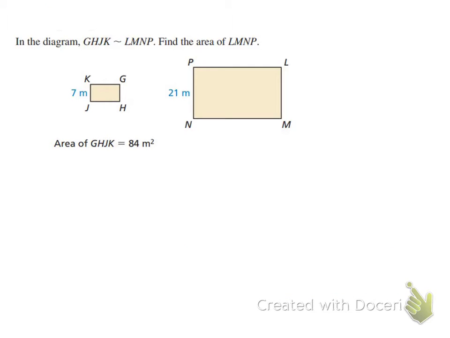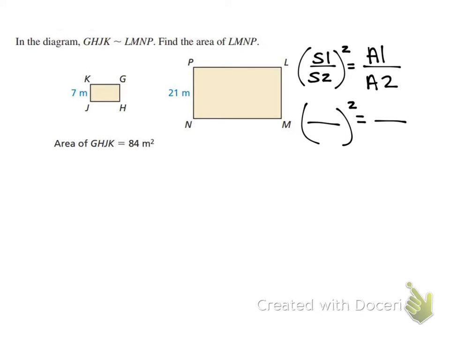Is the rectangle first? Yeah. All right, so we're going to write down the formula. Side from the first over side from the second, squared, equals area from the first over the area from the second. You do want a calculator. I don't think you want to square some of these things. But what is the side from the first shape? 7. So a side from the first over side from the second. So what's the second? 21.